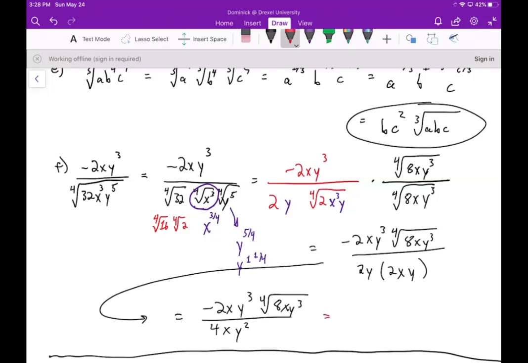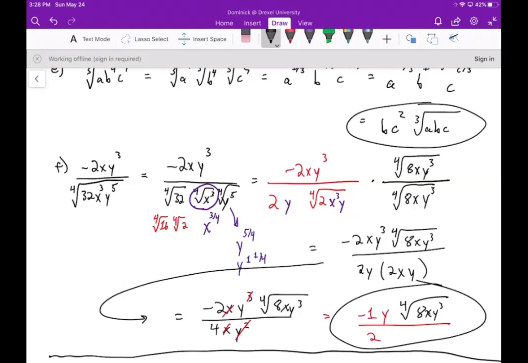So I'm going to get a negative 1 over 2 from the 2 over 4. My x's are going to cancel. 2 of these y's will cancel with 2 of these y's, and I'll just be left with the y up top. And then, of course, finally, we're just left with the 4th root of 8xy to the 3rd. So there's our final answer.